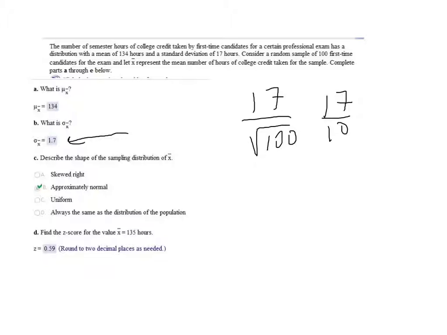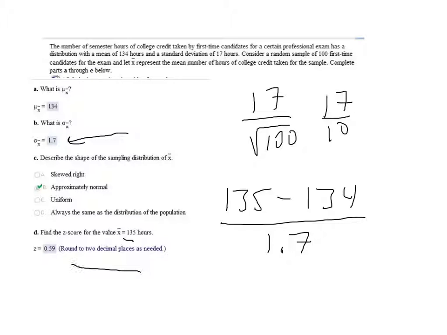Question D is asking us to find the z-score, or the standard score, for a sample of 135 hours. Well, we want to know how many standard deviations away from the mean this is. So the sample result was 135. The population center was 134. And we're going to divide that by that standard deviation of 1.7, not the 17. And that's how I came up with 0.59. Make sure you do the subtraction so you get 1, then divide that by 1.7.